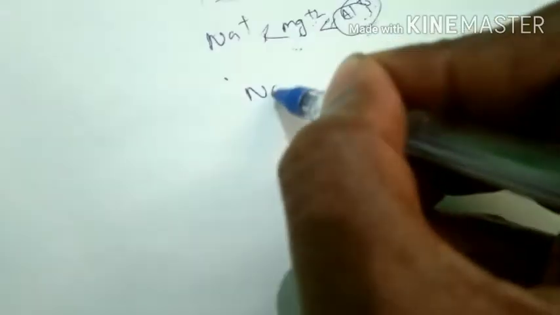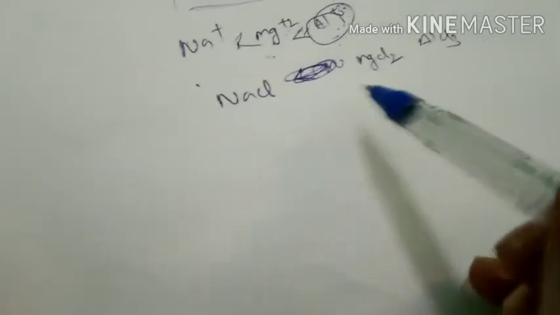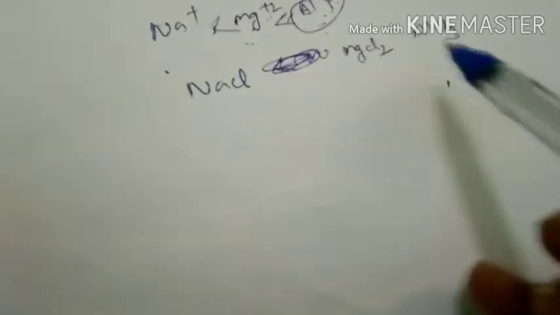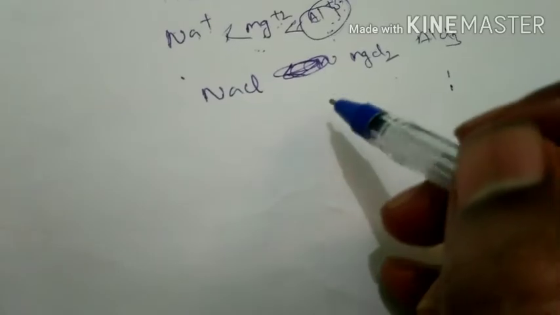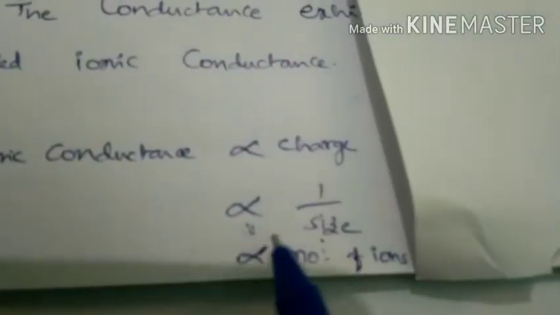Next, one more example. NaCl, MgCl2, AlCl3. I took three salts: sodium chloride, magnesium chloride, aluminum chloride. Among these three salts, which exhibits more ionic conductance? By using the third expression, if the number of ions increases, ionic conductance also increases.